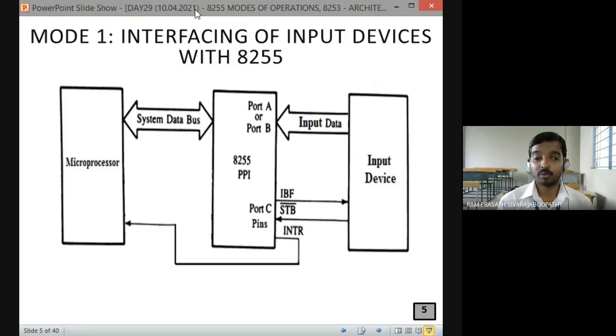Yes, only port A and port B. That's why we are having it like this. Port A or port B is going to receive the input data. Fine. What about port C?